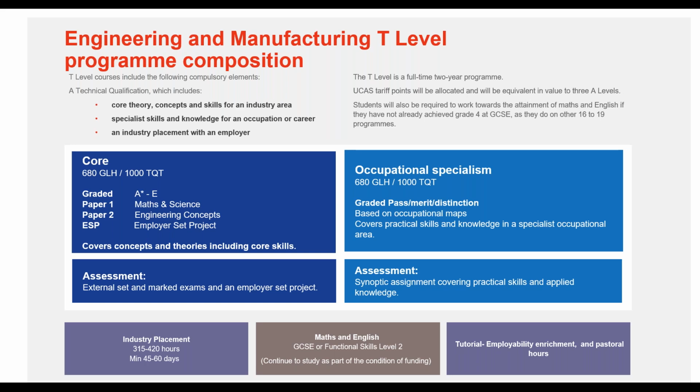So moving over to the right hand side, in the light blue is the Occupational Specialism, which is also set at 680 GLH for the second year. This is graded Pass, Merit and Distinction. The assessment is a synoptic assignment covering practical skills and applied knowledge. As part of this qualification, learners will also do an industrial placement, which is a minimum of 45 days, which can be undertaken with two employers.